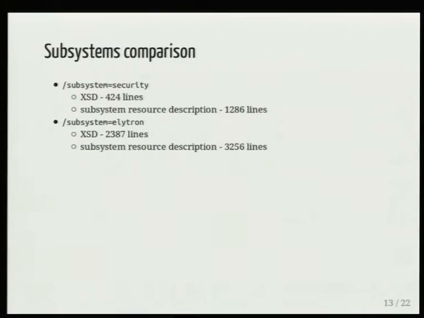If you make simple comparison of the subsystems as we have it now in the integration branch, the old security subsystem has XML schema file with 400 lines, and the Elytron subsystem, which is not completed, yeah? For example, the SSL configuration is missing there, and it already has 2,500 lines. So yeah, it will be huge thing.